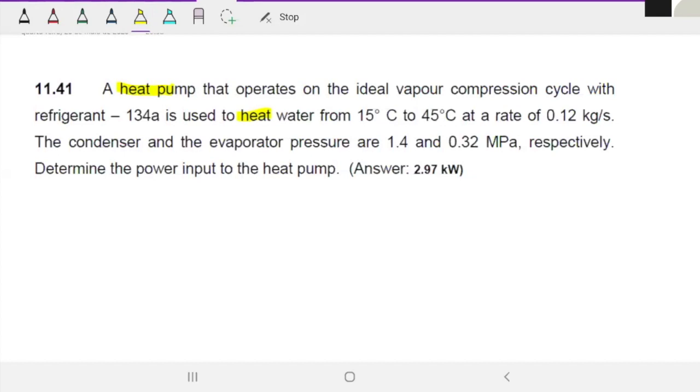So what are we trying to extract from this guy? Are we trying to extract the QH that comes out on the top? Or are we interested in the QL? What is this heat pump used for? To give QH to something or to extract QL from somewhere? Not a rhetorical question.